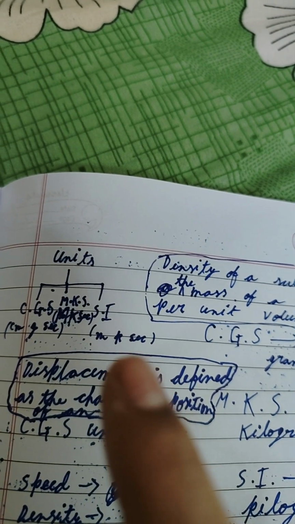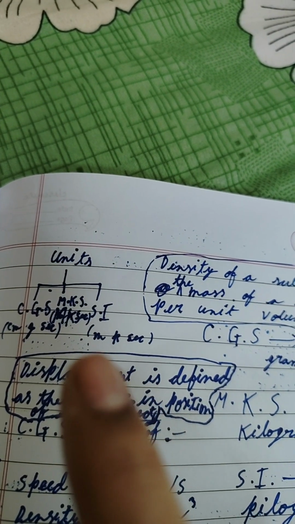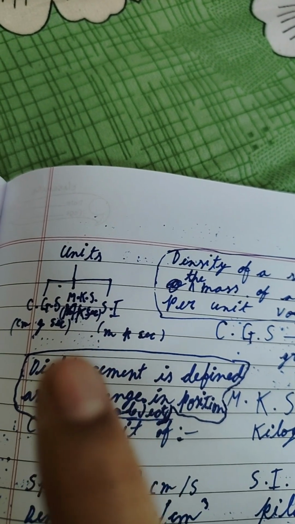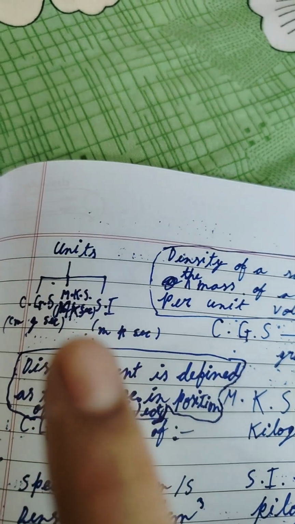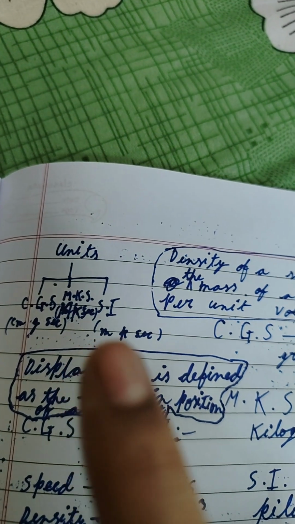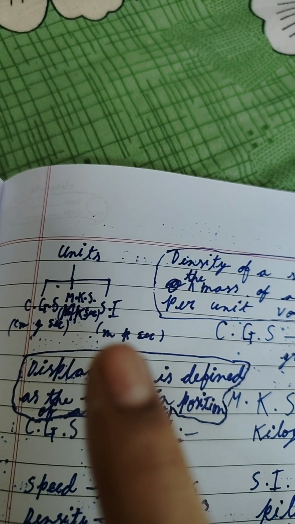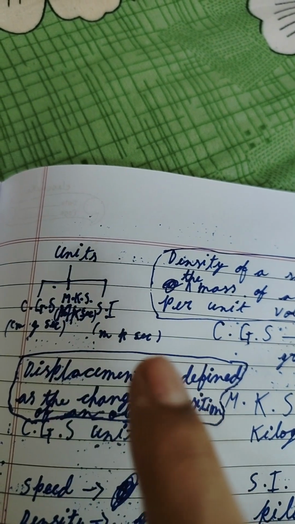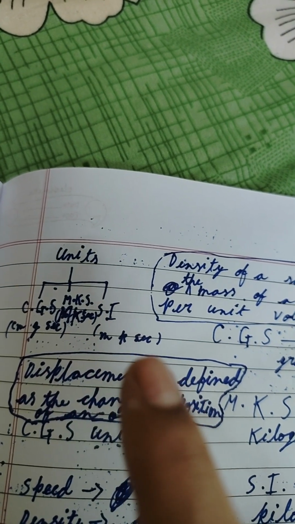Now one thing you have to remember: in MKS unit, the first letter of meter should be in capital letter, kilogram also, and second also. And in SI, vice versa, the first letter should be in small letter in meter, kilogram, and second also.